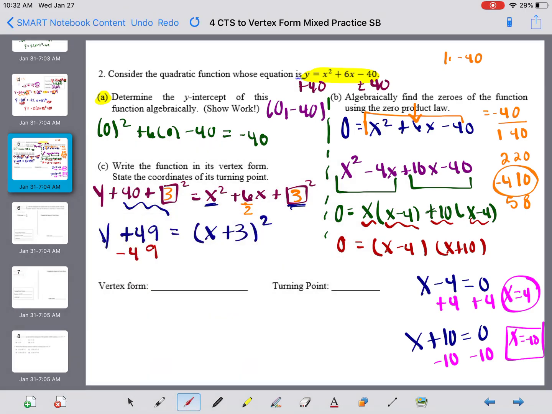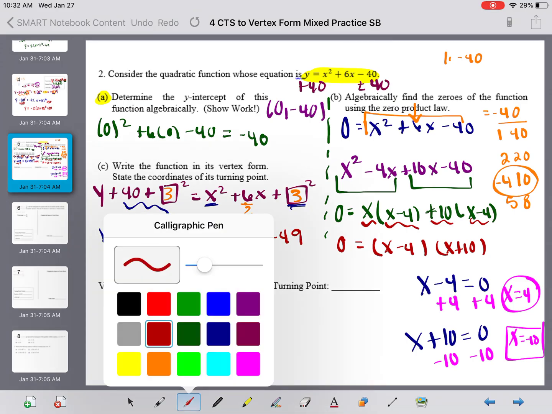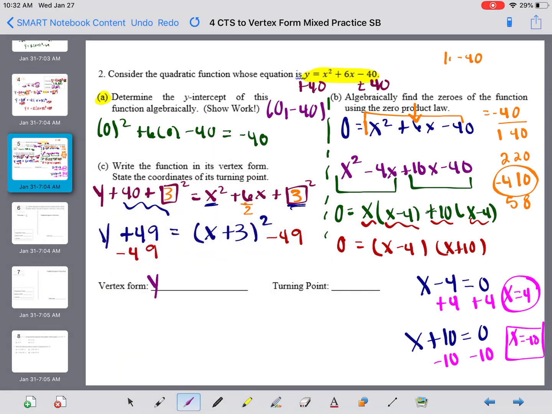And our final step is to move the 49 over. So our vertex form is, sorry, I'll write that a little bit better, x plus 3 squared minus 49. The turning point is then... oh, what am I doing? The turning point is the x value here, but change the sign, and the y value, but keep the sign the same. So it's (-3, -49). And there's problem 2.